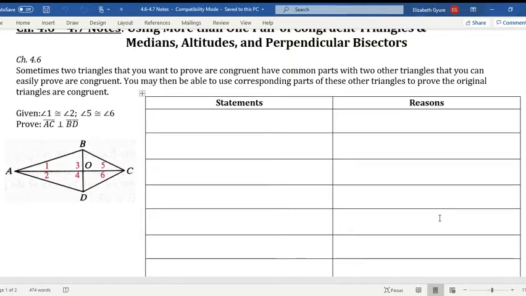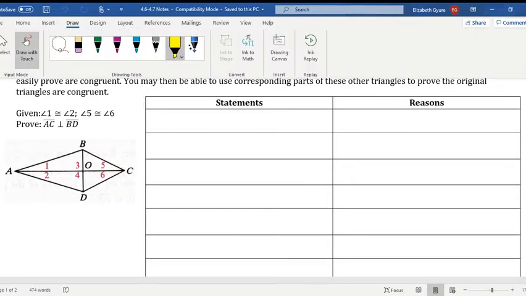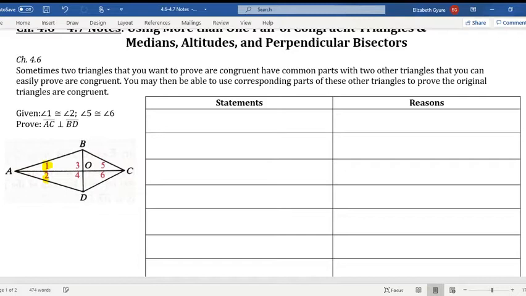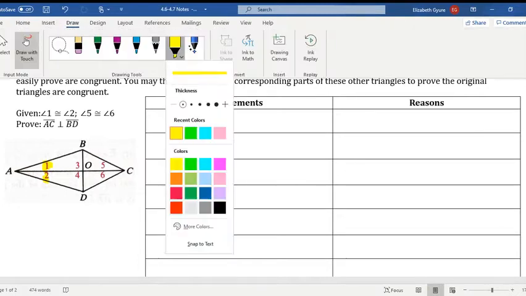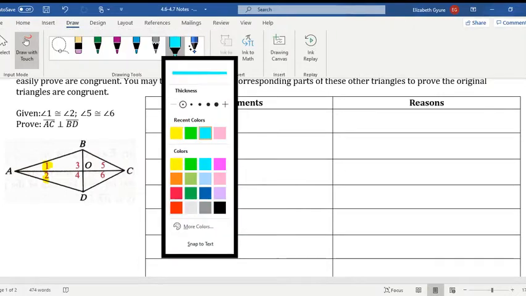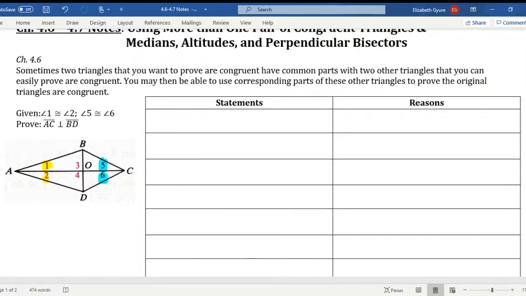So we're going to look at a proof of this. In this proof, we are given that angle 1 is congruent to angle 2, and that angle 5 is congruent to angle 6. We want to prove that segment AC is perpendicular to segment BD. Now, in order to show those are perpendicular, what are you going to need to have? Think backwards. What must you have to have perpendicular lines? Melissa? Right angles.